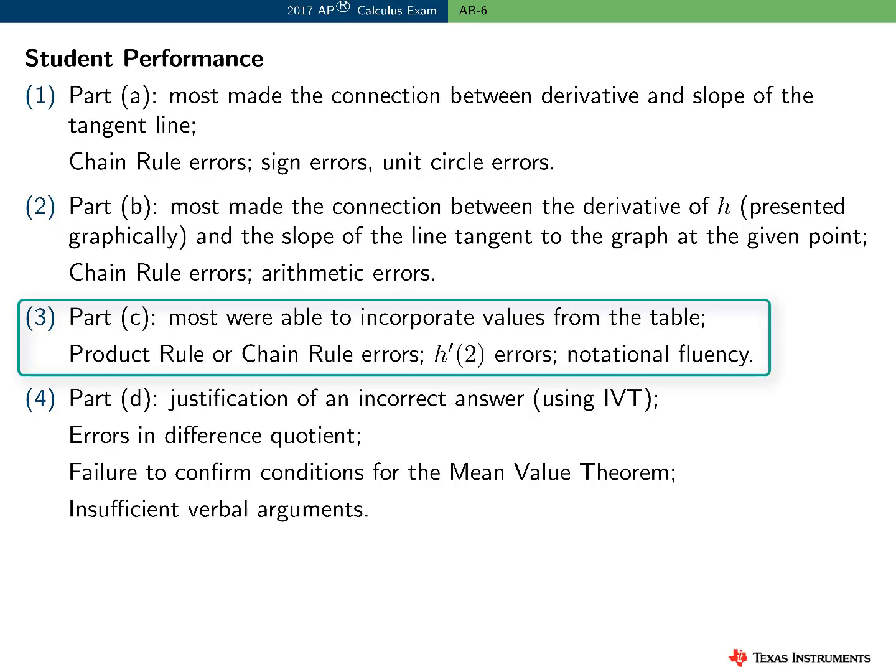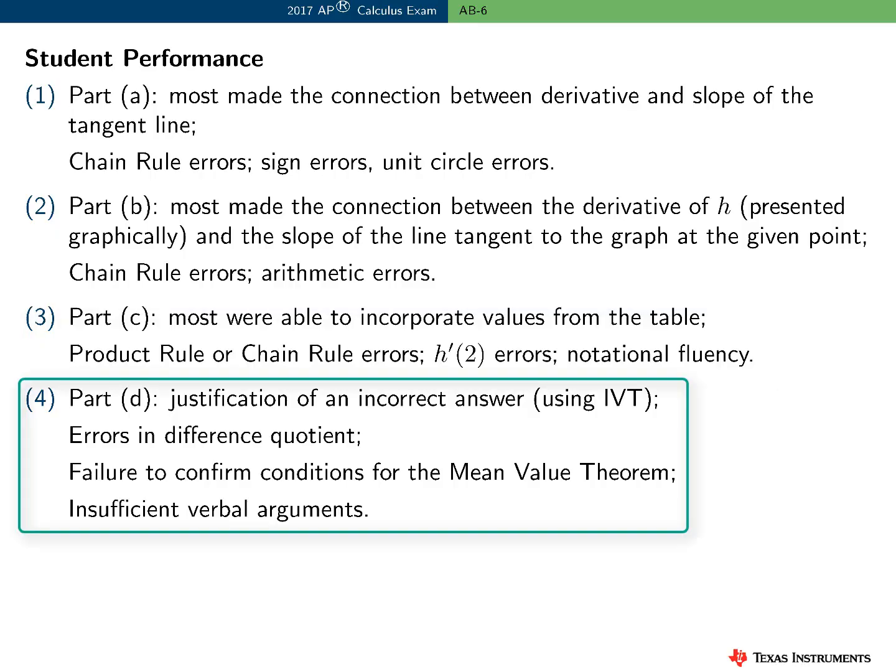In Part D, one of the most common errors involved justifications of an incorrect answer, and students who did this often tried to invoke the intermediate value theorem. There were errors in forming the difference quotient, and some students failed to confirm the conditions that were required in order to use the mean value theorem.